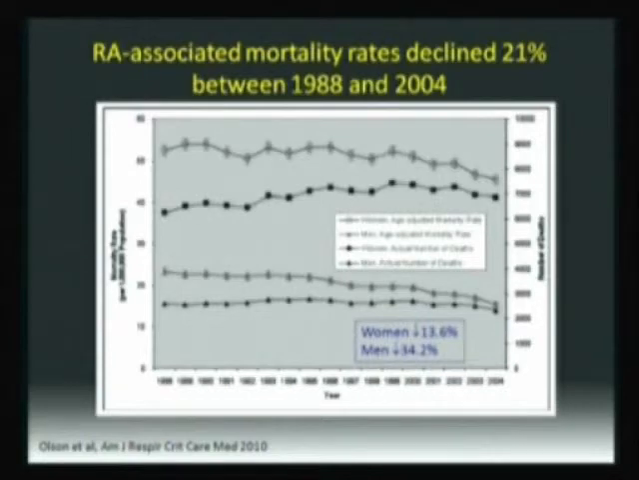So have we been able to target the lung disease associated with connective tissue disease? The short answer is no. We've not been able to do that. If you look at the rheumatoid arthritis associated mortality rates between 1988 and 2004, the decline was 21%. And in particular, it was 34% in men. This reflects that the therapies that we use for rheumatoid arthritis in general are effective.